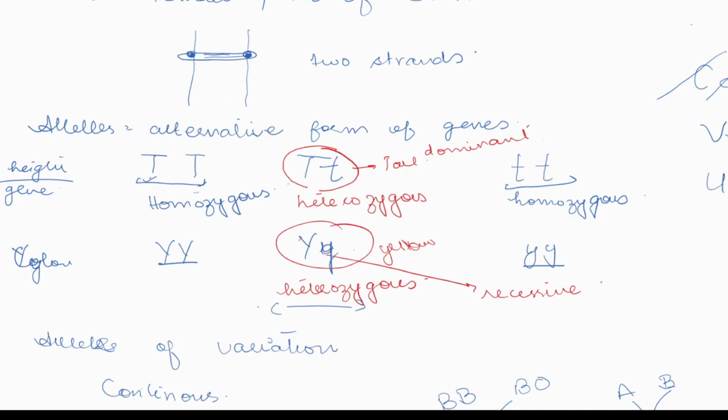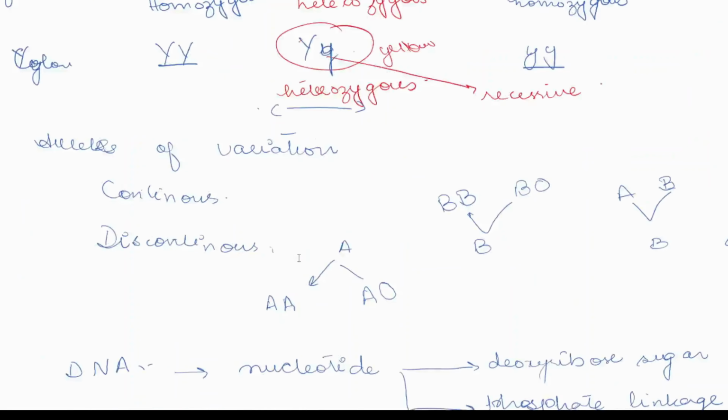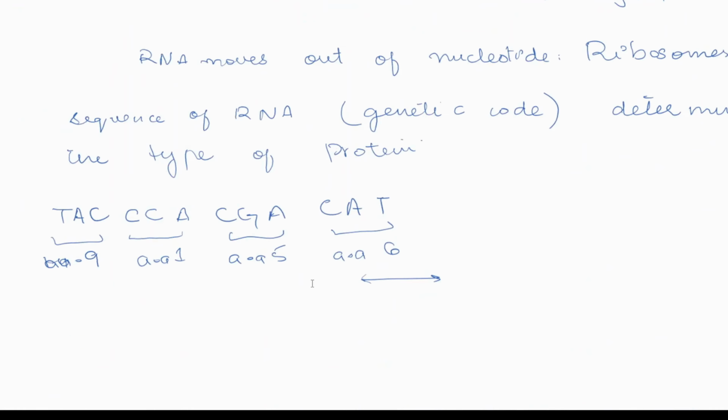Shall I give you one example? We say in eye color, dark brown color is the dominant one, and blue color is the recessive one. If one of the parents has brown color alleles, both homozygous. Let me write brown and blue. I'm giving you a case.